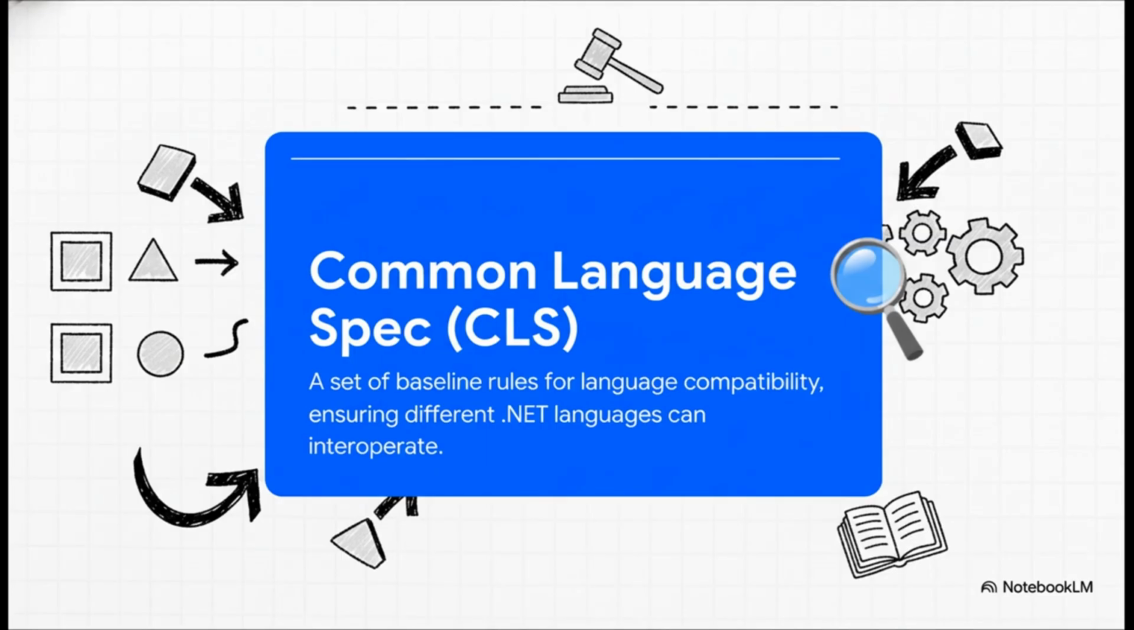It lays out the ground rules for good behavior. For instance, C# itself is case-sensitive, right? Console with a capital C is completely different from console with a lowercase c. But to make sure C# can work well with other languages that might not be case-sensitive, the CLS sets a common ground that everyone agrees to. It's all about being a good neighbor in the .NET ecosystem.